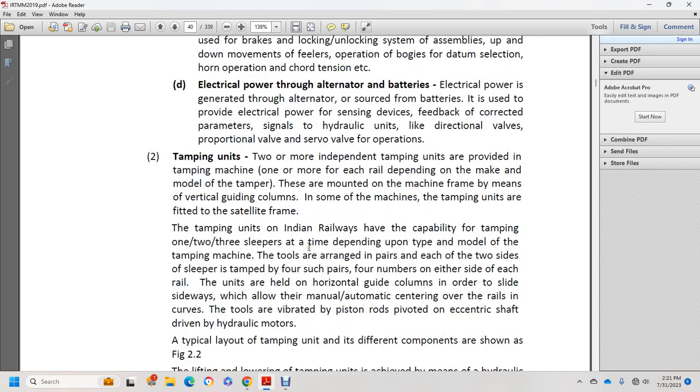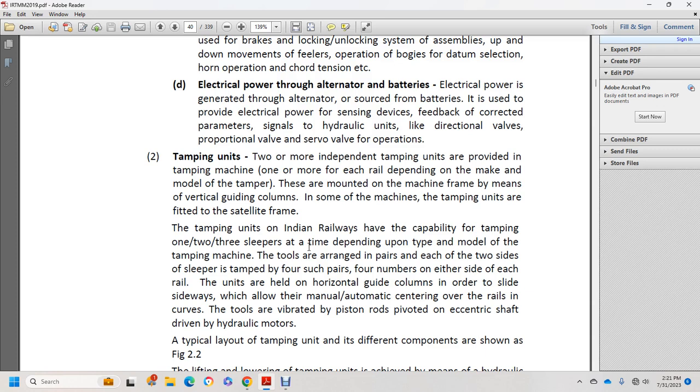Tamping units. Two or more independent tamping units are provided with the tamping machine, one or more for each of the rails, depending on the make and model of the machine, mounted on the frame by means of vertical guide columns. In some of the machines, tamping units are fitted into the satellite frame. The tamping unit of the independent rail is capable of tamping 1, 2 or 3 sleepers at a time, depending on the model of the tamping machine.